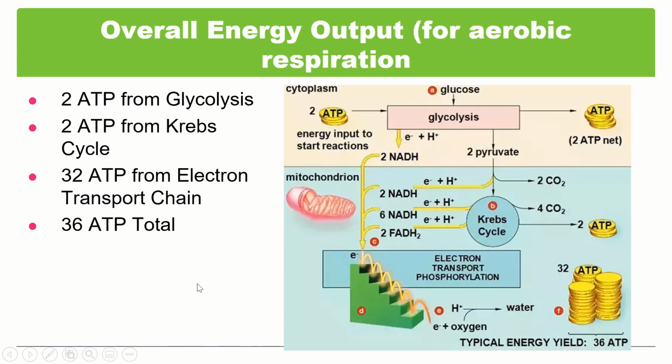Okay. So our overall energy output for aerobic respiration is summarized here. You end up with 2 from glycolysis, a net gain of 2, remember. You get 2 from the Krebs cycle, and then you can get 32 ATP from the electron transport chain for a total of 36 ATP for each glucose molecule. Now, sometimes you'll see this number slightly different, like maybe 34 or 38, and that just depends on if you count all of the ATP from glycolysis or not, or a couple of other factors, but it's going to be somewhere around 36.